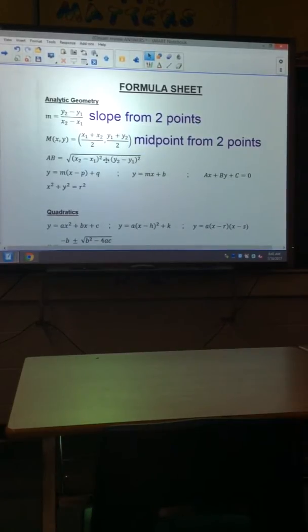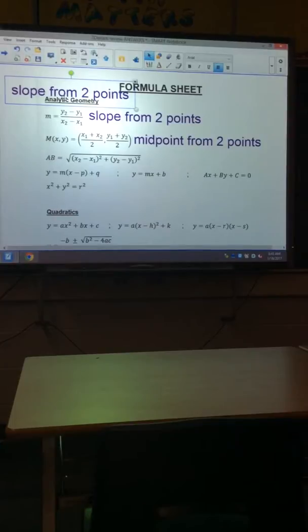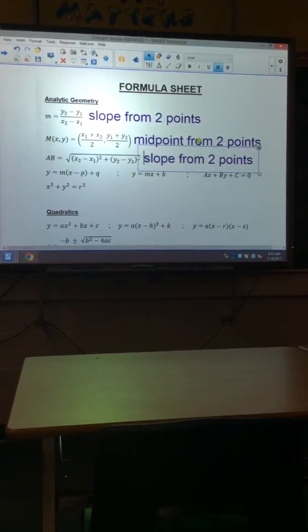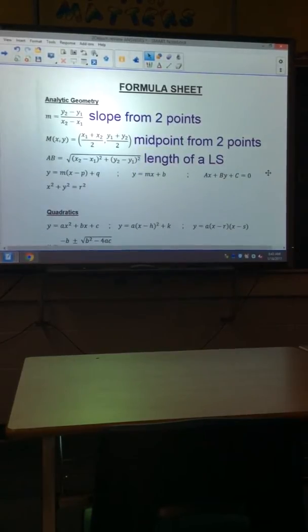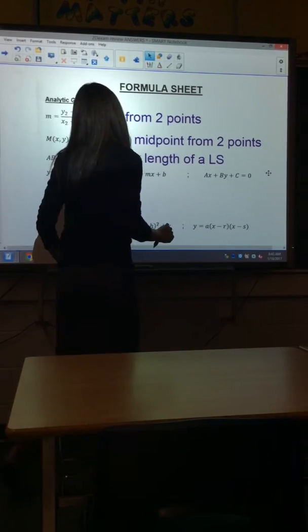The AB formula. Yep. Find the length of a line segment. So, length of a line segment. The other version of this formula that I sometimes did with you guys, you might have preferred this one.